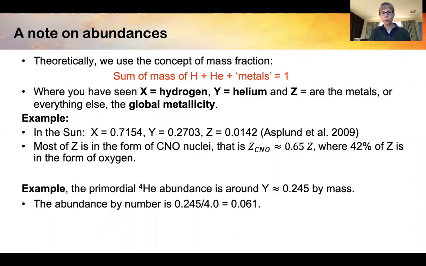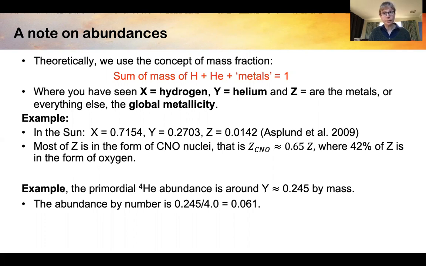I just want to give you a quick note on stellar abundances, because I will present some results from stellar abundance work, and hopefully, this is something that you may not be familiar with. Generally, theoretically, we use the concept of mass fraction. For example, if I were to add up the amount of mass in the sun and divide the mass of hydrogen by the total mass, it's the mass fraction of hydrogen. Let's say that's 70%. We can do this with helium and our metal content, which we call the global metallicity. And I've put some example numbers for the sun.